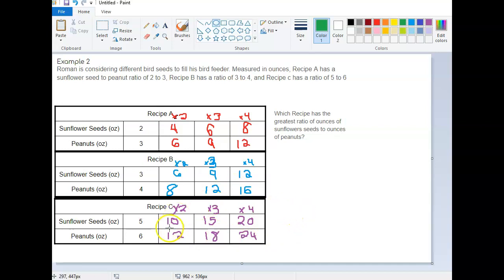All right, I notice I see a 12 here for peanuts. I also see one here. Oh, and there's one here. So I'm going to circle them so I know which ones I'm looking at. I picked it because they all have a 12 for peanuts.